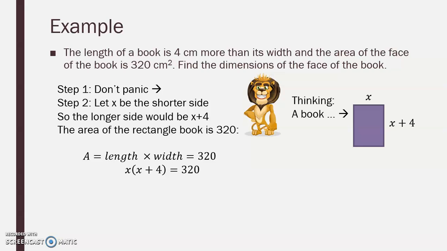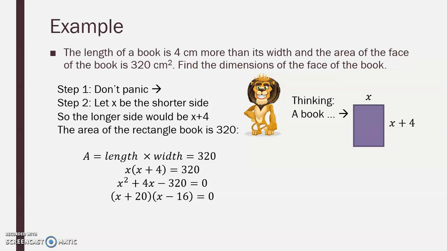Now, how do we solve this equation? We expand it and move 320 to the left-hand side. So we have the right-hand side just equals to 0. Then we know that as long as we can factorize the expression on the left, we should be able to use the null factor law to find x. So can we factorize it?